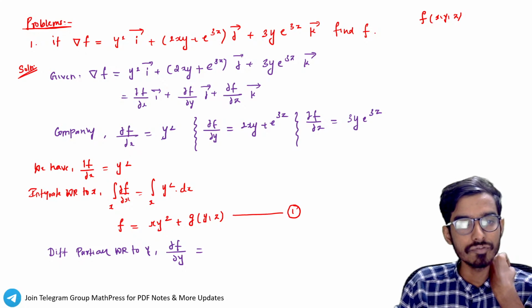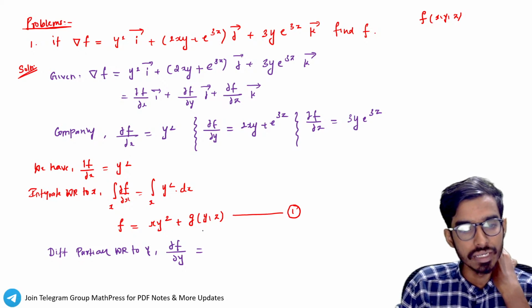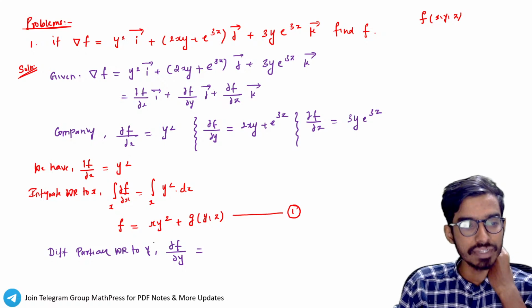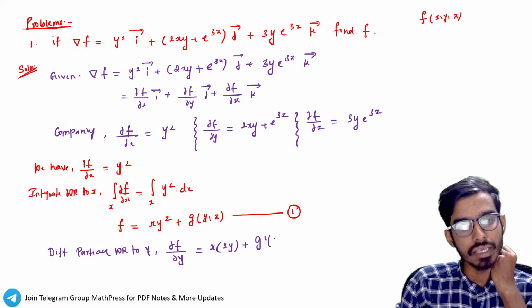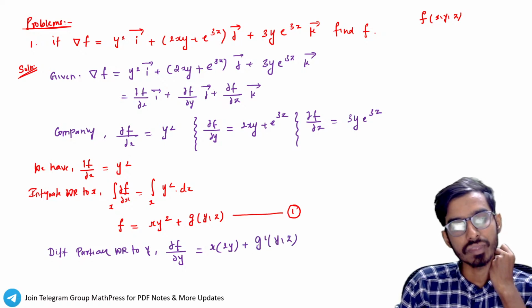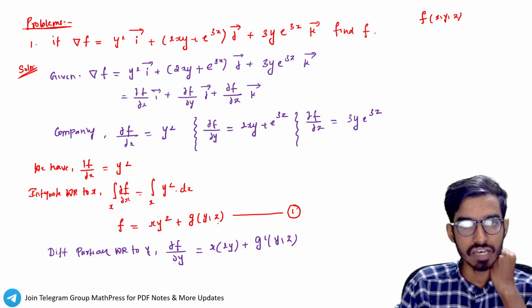So this will be f. Here there is no x term, so we will have only the integral of dx. So f is y square x plus some function g of y comma z. Because f is a function of x, y, z and we are integrating with respect to x, we have some function g of y comma z. Now I'm differentiating this with respect to y. So x will be constant, y square becomes 2y, and this will be g dash of y comma z. Our aim is to find this g of y comma z.